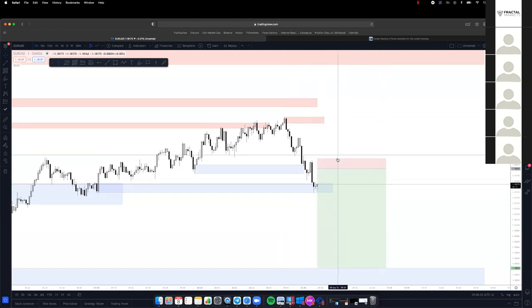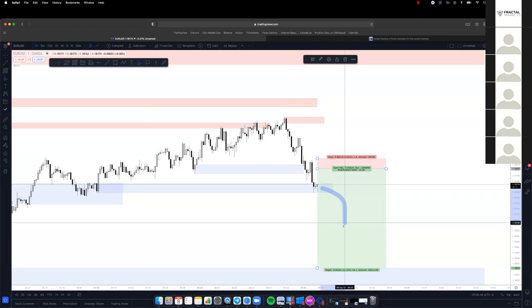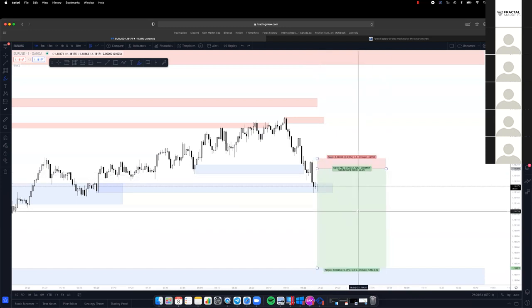I'm just mapping things out to understand what the risk reward is. You know, if we break down like this, we'd be looking at something like this. We're still in demand. No trade available.